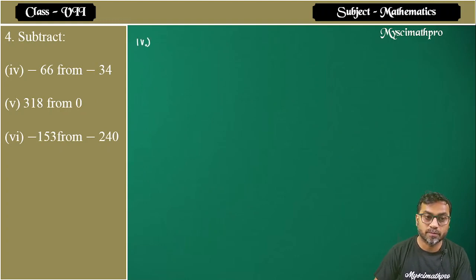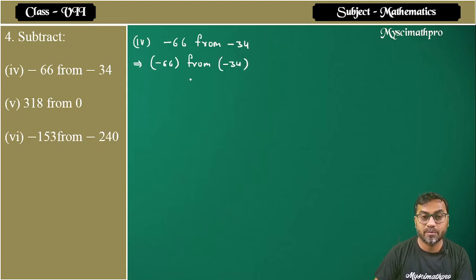number 4. And student, question number 4 is minus 66 from minus 34. So you know very well, we write minus 66 in brackets, write from, and then again we write minus 34 in brackets.